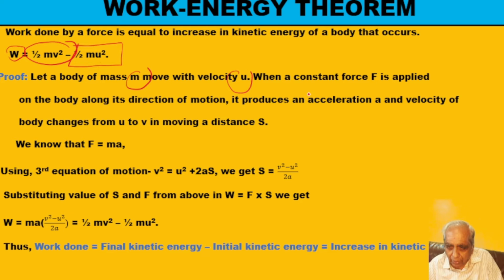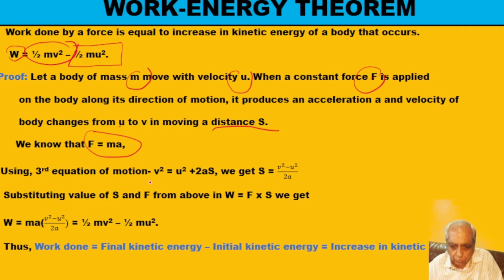I applied a force F, and due to this force F, the body gained an acceleration a, and a would be given by F is equal to m into a. Now in this case, acceleration a is in the same direction as u, so a would be positive. So this is the force, equal to m into a, and when the velocity of the body increased from u to v, it moved a distance s. So this is the displacement of the body when its velocity increased from u to v.